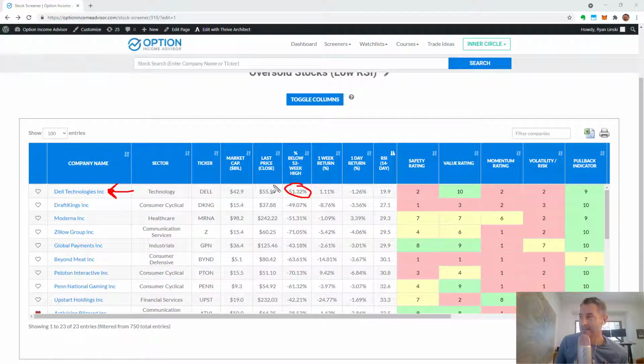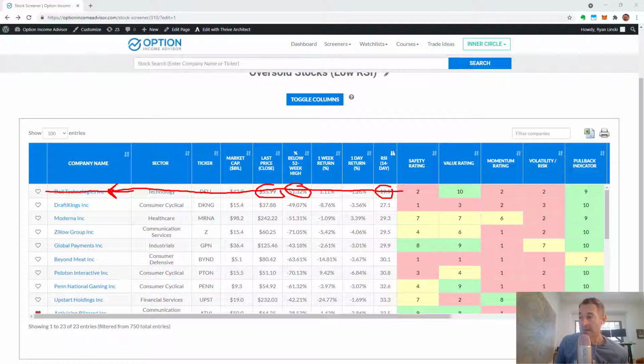So this percent below 52-week high is not correct. And obviously that affected the RSI as well. So just so you know, if you're looking at this, it will hopefully remove itself in a few days once the data is updated. But if you see Dell Technologies, this is not a stock that actually meets this criteria. So just go ahead and cross that one off.